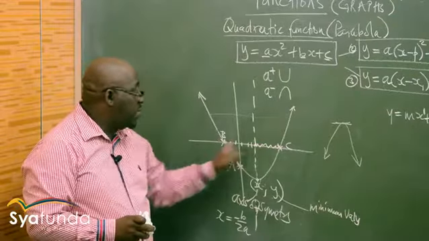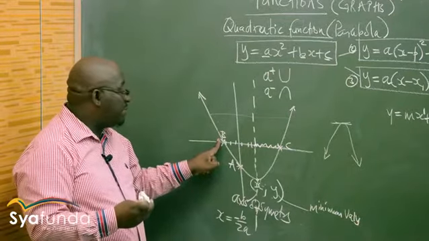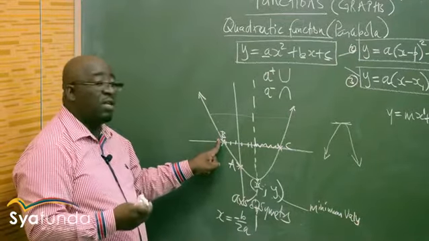And the questions will be asked around these 3 points that we are talking about. To understand the axis of symmetry, and how it is found, and how the intercepts are found by making y equal to 0 and so on and so forth.